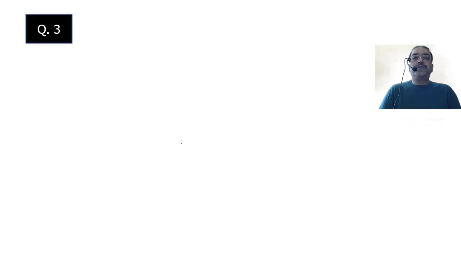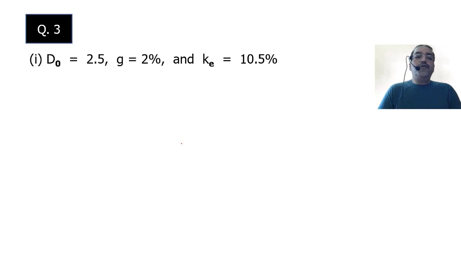Question 3. D0 is 2.5, G is 2%, KE is 10.5%. D1 will be 2.5 plus 2%, so 2.55.